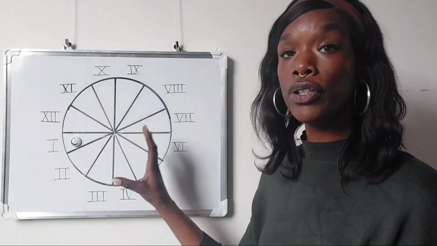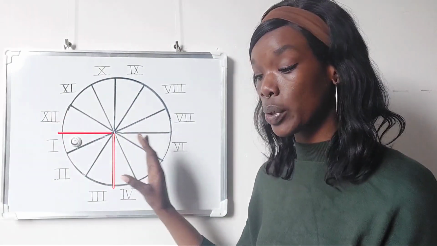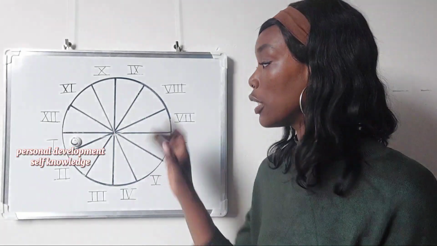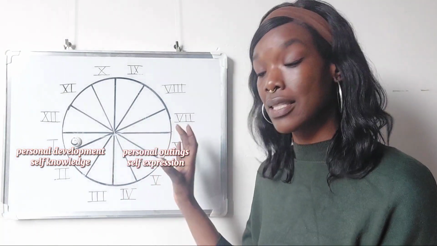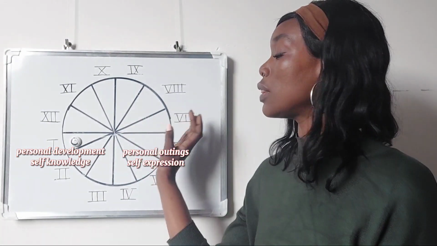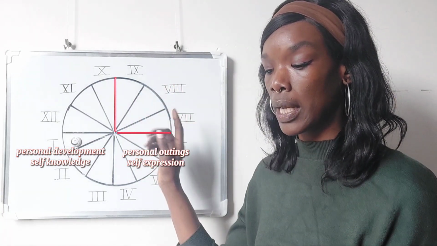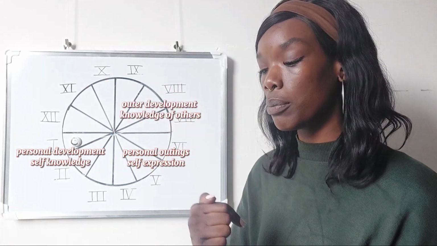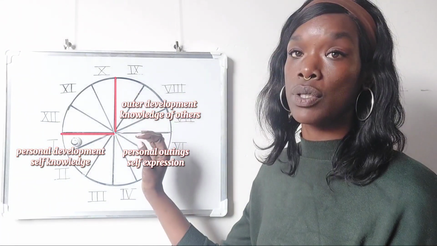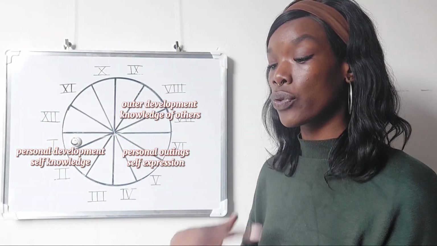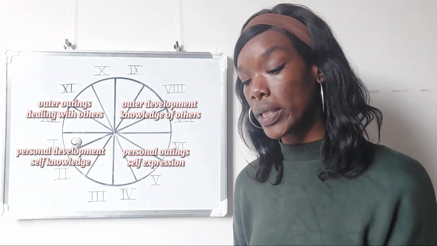So we have the first three houses, which represent springtime, which are for personal development and self knowledge. The summertime houses are for personal outings and self expression. Next, the autumn time, the next three houses are for outer development and knowledge of others. And the last set of houses, the winter time, is for outer outings and dealing with others.